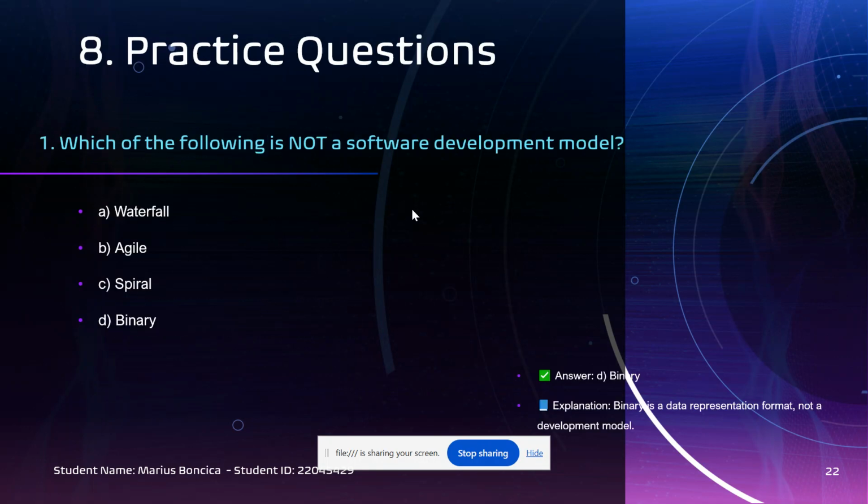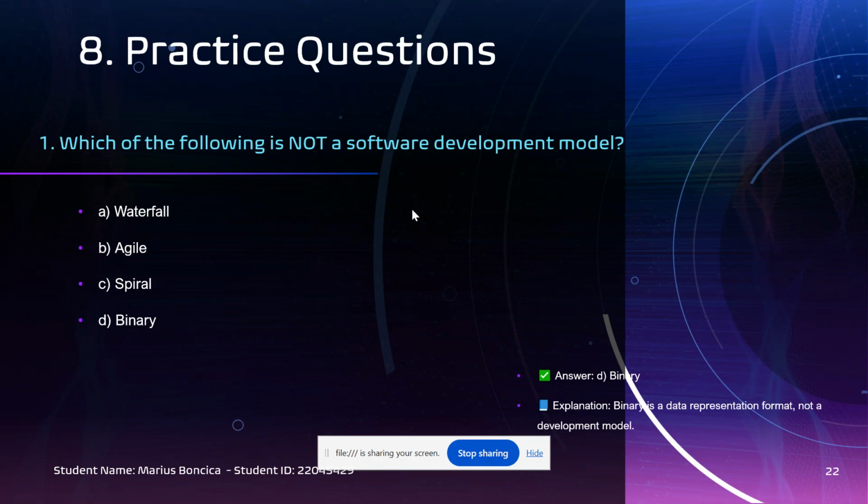So I prepared five practice questions, and I prepared as well five reflective questions in regards to this presentation. The practice questions are five, as I said, and the first one is: which of the following is not a software development model? A. Waterfall, B. Agile, C. Spiral, D. Binary.